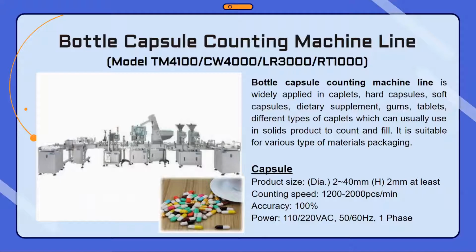This is the bottle capsule counting machine line. The bottle capsule counting machine line is widely applied in tablets, hard capsules, soft capsules, gums, and different types of tablets, which can usually be used in solid products to count and fill.